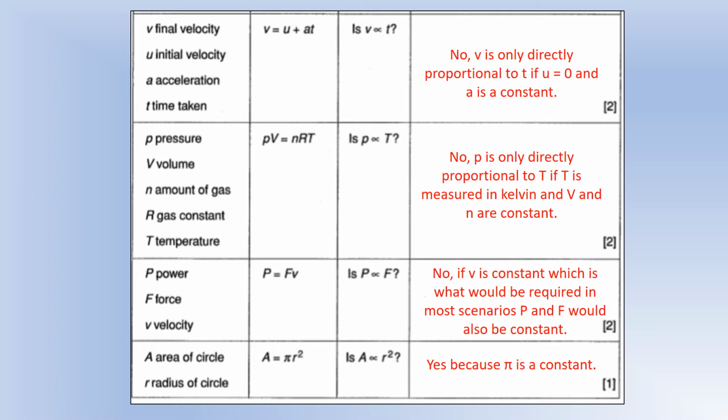P equals FV. Is power directly proportional to force? No, it would be if V was constant, but if V was constant in most scenarios, the power and the force would be constant as well. So I would say no. And then area is pi r squared. Is area directly proportional to r squared? Yes, because pi is always a constant.